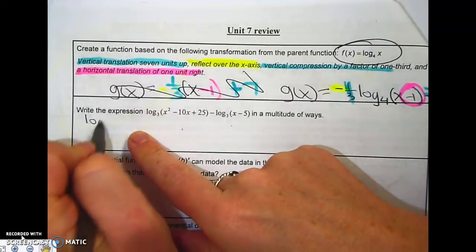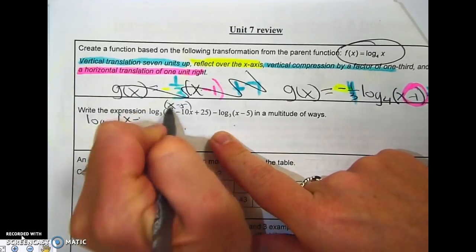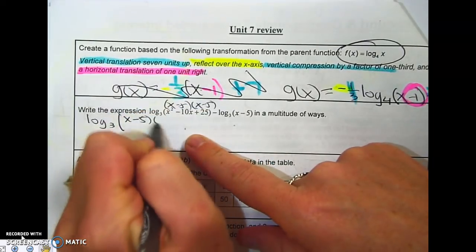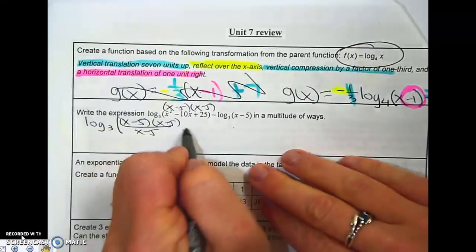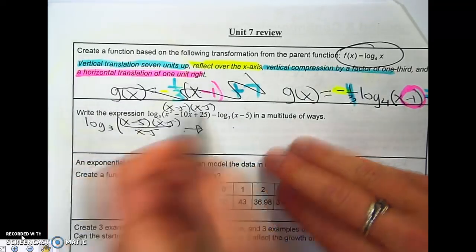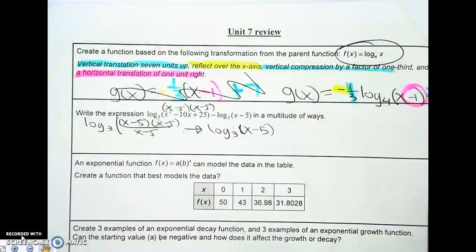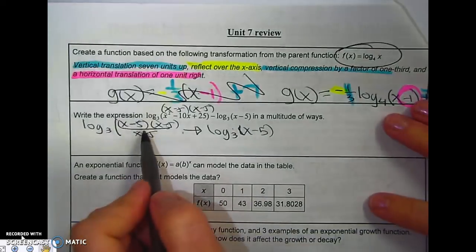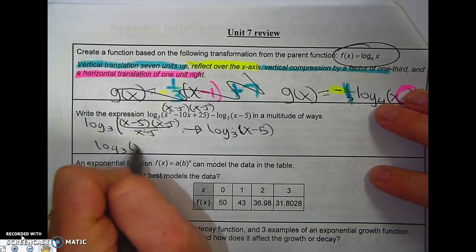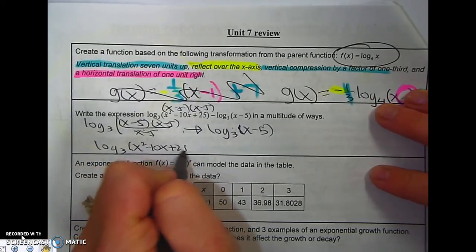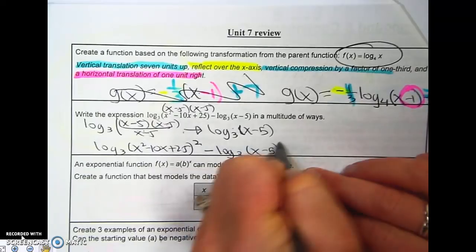So the first way I can write it is like this. I know this is x minus 5 times x minus 5. So I'm going to rewrite that. Okay, that's one way. Another way lends itself to simplifying, which would be log 3 of (x minus 5). Okay. I want you to think about, I could actually write this as log 3 of (x squared minus 10x plus 25) squared minus log 3 of (x minus 5) cubed.